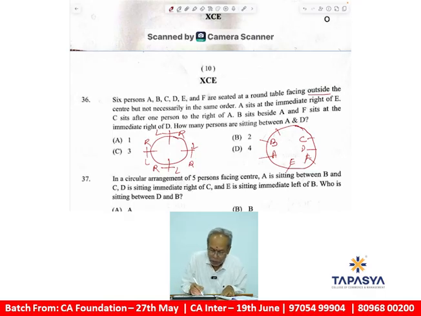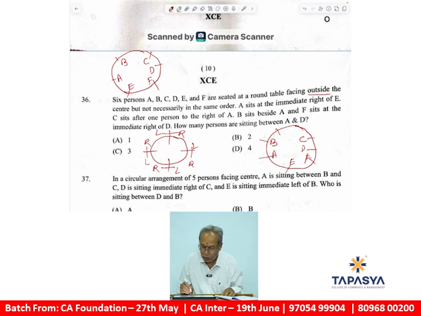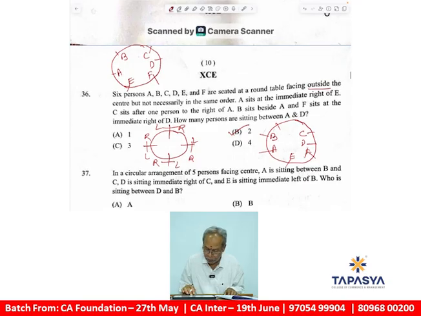I will draw a circle here. You can see neatly. A is here, B is here, C is here, D is here, F, another one is E. Now, how many persons are sitting between A and D? Between A and D, either clockwise or anti-clockwise, there are only 2 people. So, the answer is 2.